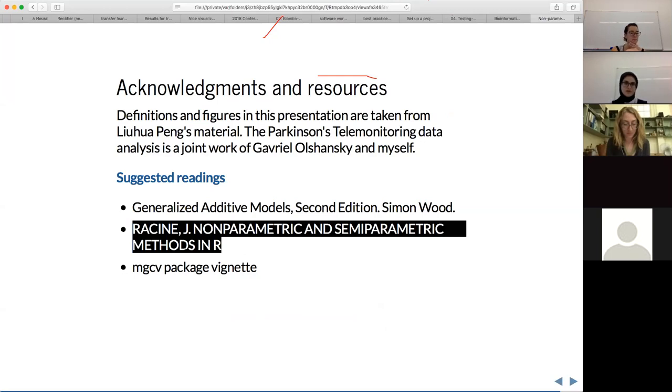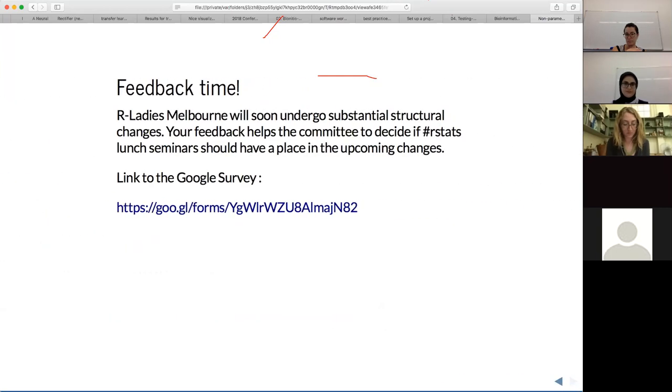This is more about how to fit different models, including single index models that I didn't manage to cover in R. So I really highly recommend it. And of course, the mgcv package vignette. And I'm sure there are plenty of other resources that I did not have a chance to go through or haven't come across.